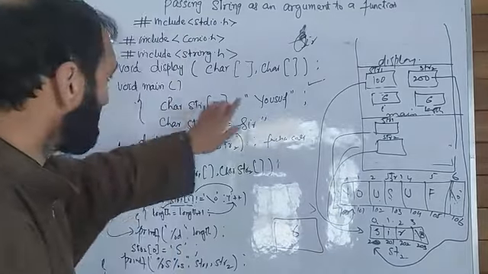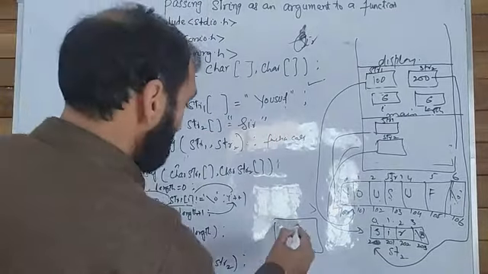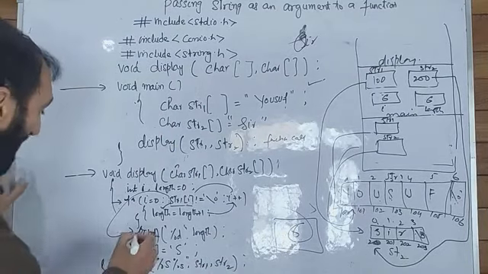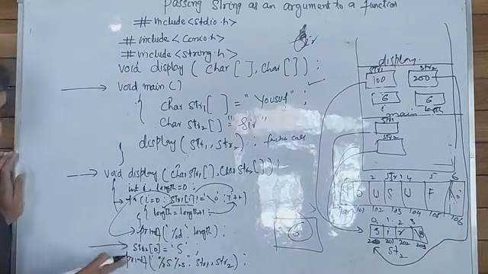That means the characters in this string are 6, so the length of the string is 6 and we print it. After that execution, the control will reach here.